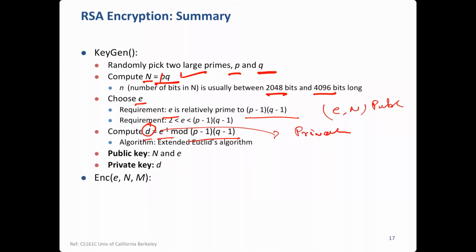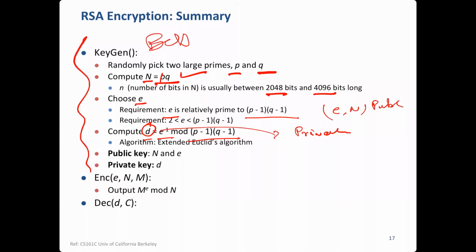Now encryption is to be done. Key generation, etc., is done by Bob. Then encryption is done by Alice. Alice will receive N and E from Bob and encrypt the message M using this method: take message M, which is a number, raise it to the power of E and do mod N. This becomes ciphertext C.